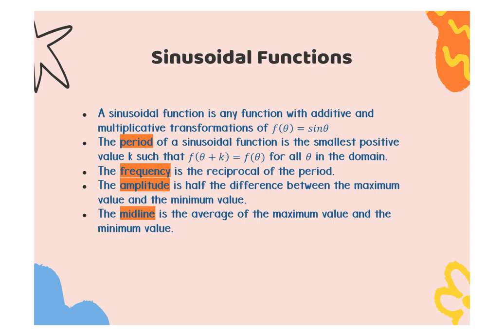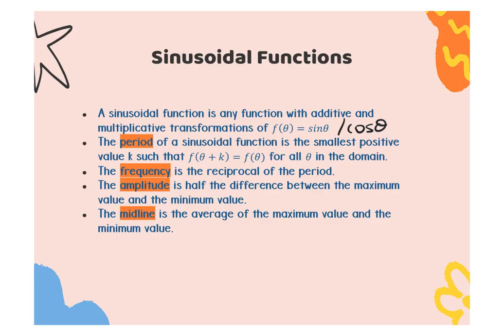All right, so sinusoidal functions. Some of this we already know. It is, by definition, any function with an additive and multiplicative transformation of sine. It also includes cosine because cosine is an additive transformation of sine. If I take sine and I shift it pi over 2 to the right or to the left, I end up with cosine. The period, which we've already found, is the smallest positive value such that when I shift it horizontally, so f of theta plus k, it equals the original.